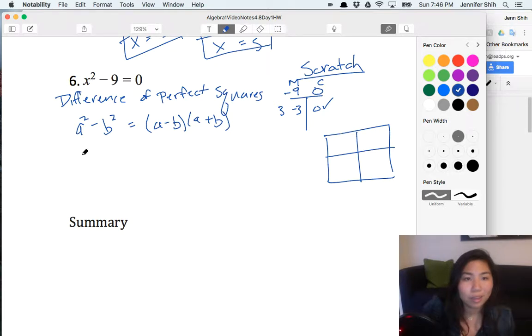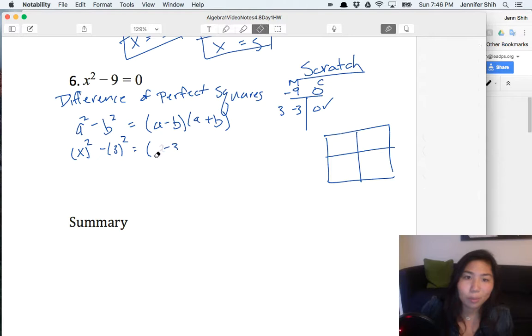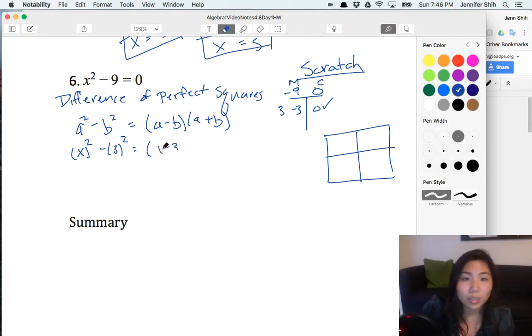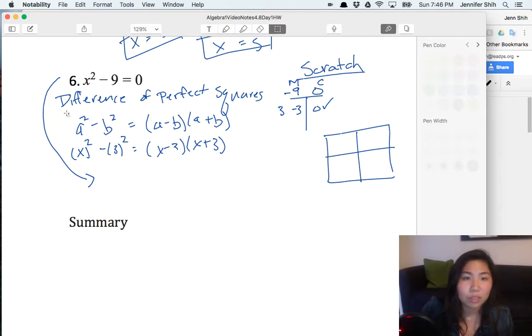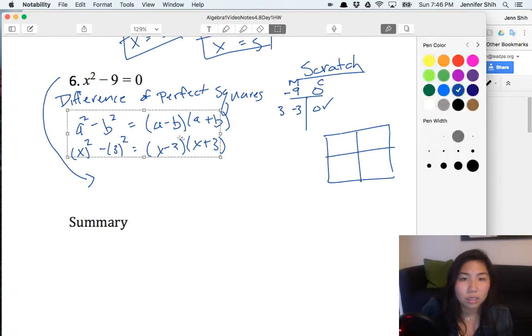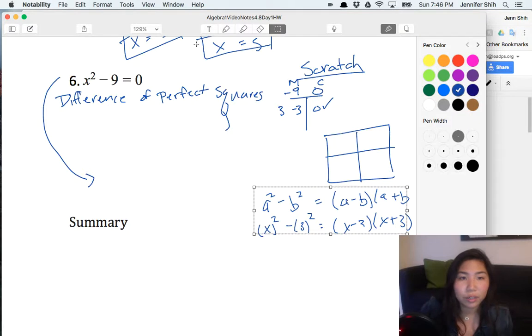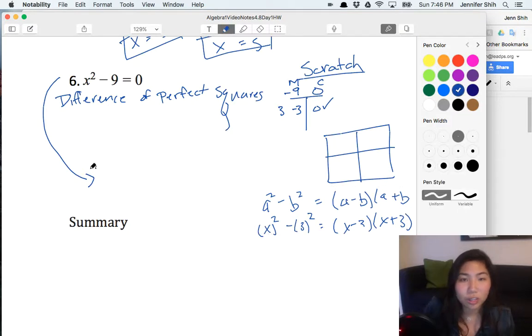So I've got to think: something squared minus something squared. So now my answer is x minus 3 and x plus 3, and all that is equal to 0. So I'm going to rewrite this. I have factored it. I should actually move this. Okay, I'll move it over here. This should actually be my scratch work. So now I have x minus 3, x plus 3 is equal to 0.